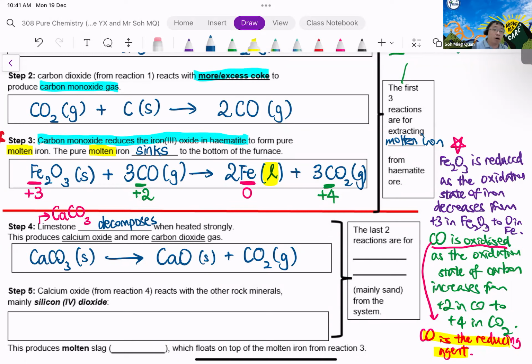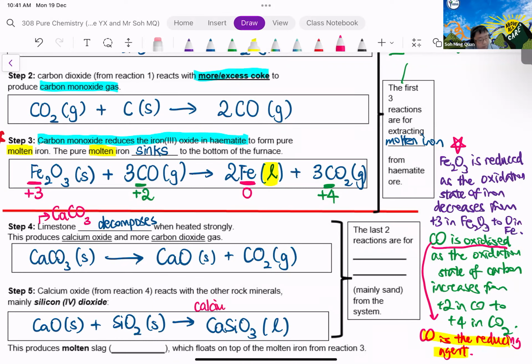Now, it is the calcium oxide that we need. Calcium oxide will react with other rock minerals, including mainly silicon dioxide. Calcium oxide reacts with silicon dioxide to form calcium silicate. The formula of calcium silicate is this. Okay, let's write this down. This is calcium silicate.